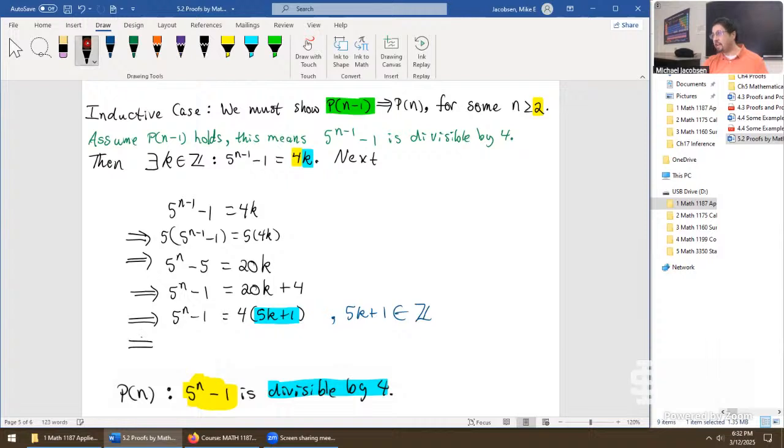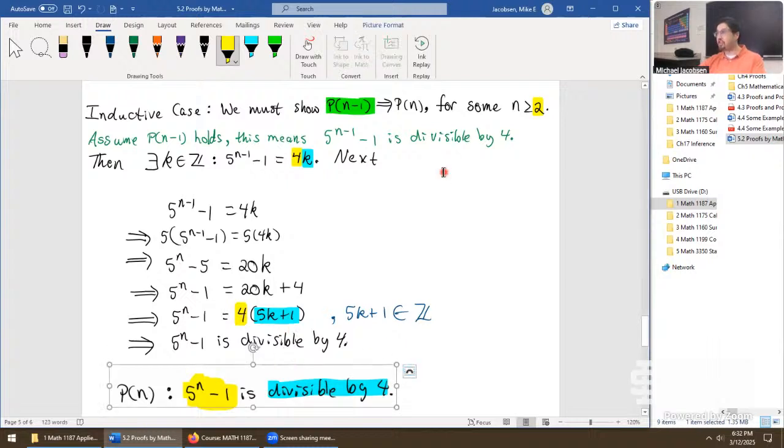And so this finally implies 5^n - 1 is divisible by 4. Let's match up a little bit more highlighting here. Divisible by 4 specifically because it's 4 times some integer. That's what we were trying to show, that 5^n - 1 is divisible by 4. So our work is done.